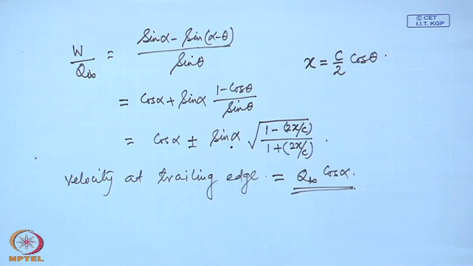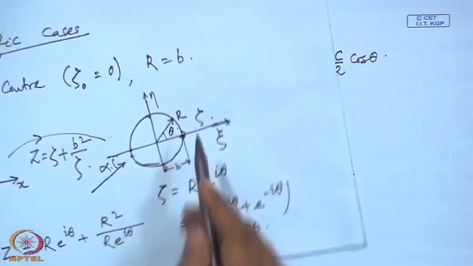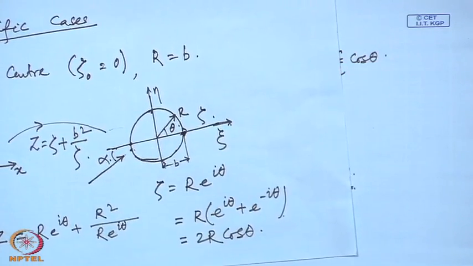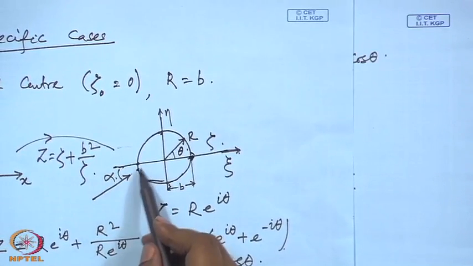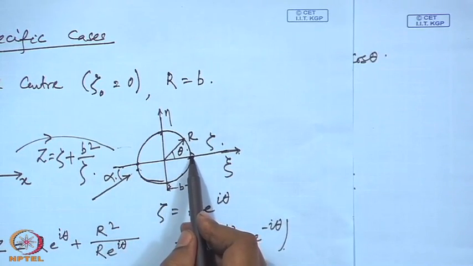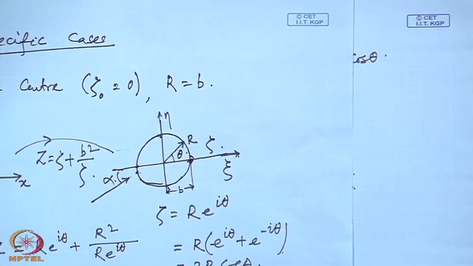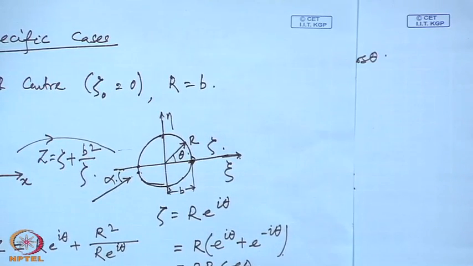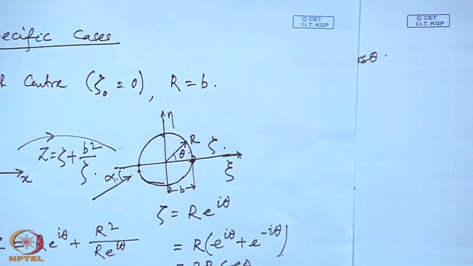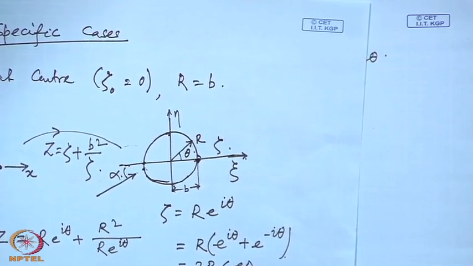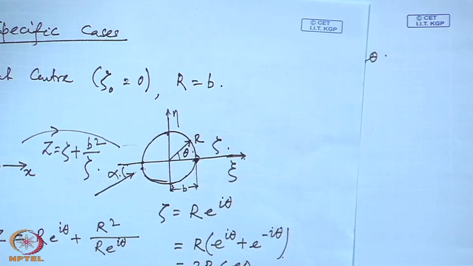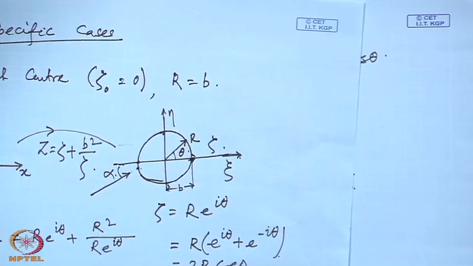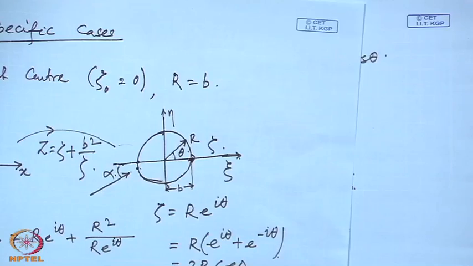So, is there any stagnation point on the flat plate itself? The circle has two stagnation points, one at this point and one at this point. The forward stagnation point is here and the rear stagnation point is here. We have seen that the rear stagnation point is not a stagnation point on the transformed plane, for the airfoil. What about the forward stagnation point? Will it remain a stagnation point? If so, where?